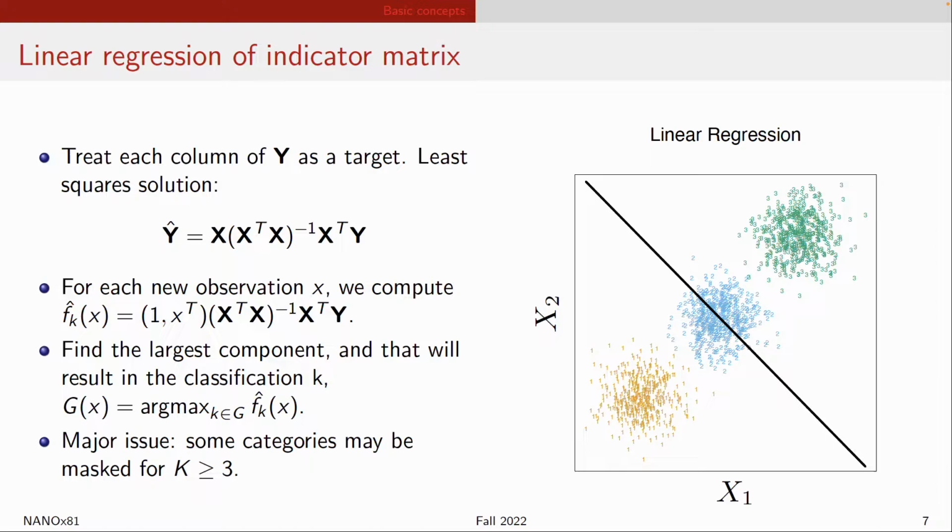Unfortunately, there are very big issues with doing it this way, right? One of the issues is that you can have masking of classes when your number of classes is greater than or equal to 3. In other words, other than binary classifications, you can have situations where your predictions only predict everything to be in 2 classes, even though in reality there are more than 2 classes.